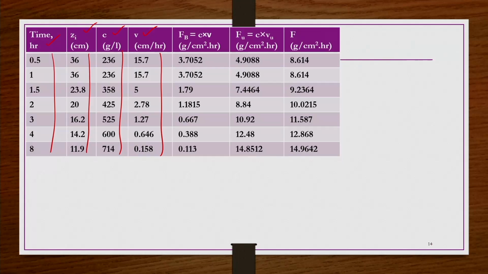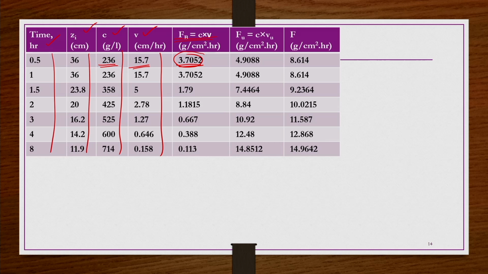Now here FB is nothing but C into V. So 236 multiplied by 15.7, if you do that, comes out to be 3705.2, something like that. That would be in liters, but we have to convert this into centimeter cube. So if you divide by 1000, you will get 3.7052 gram per centimeter square hour as the batch flux.